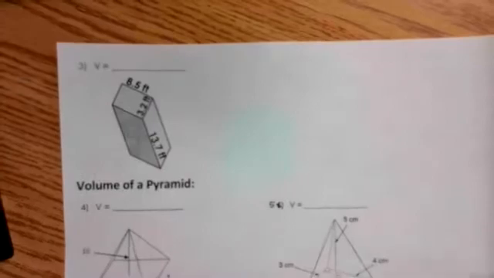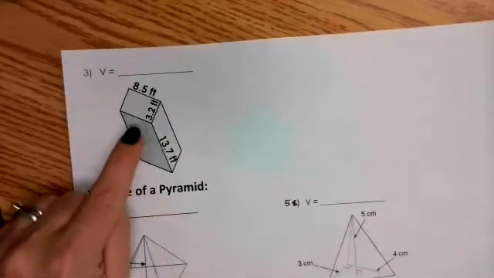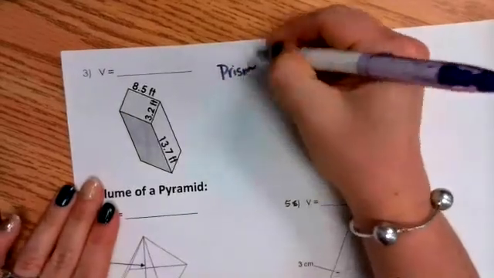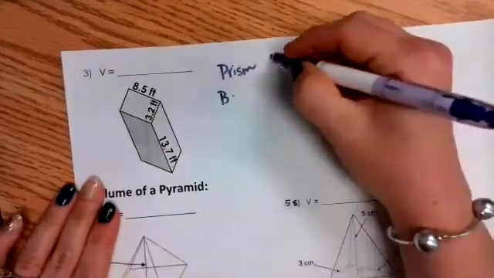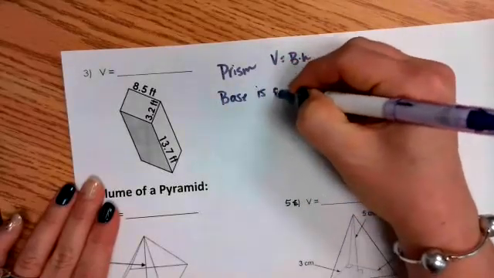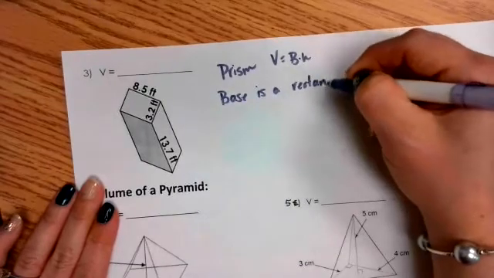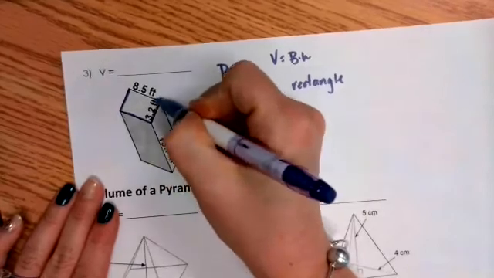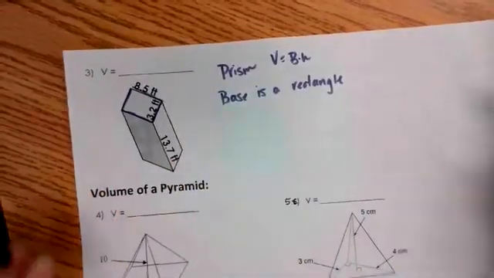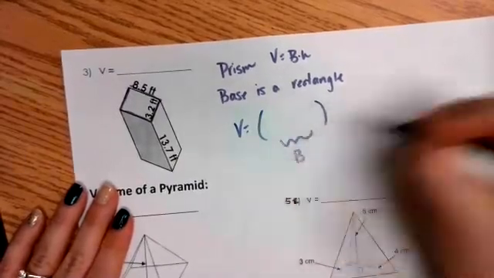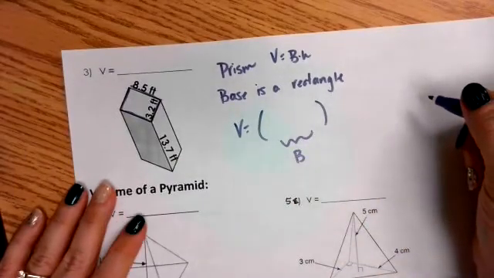Got another prism here for problem number 3. In this problem, it is a prism, so volume equals base times height, and my base is a rectangle. I can't see the insides of this, but I can use this as my base. So the area of the base of a rectangle is length times width.